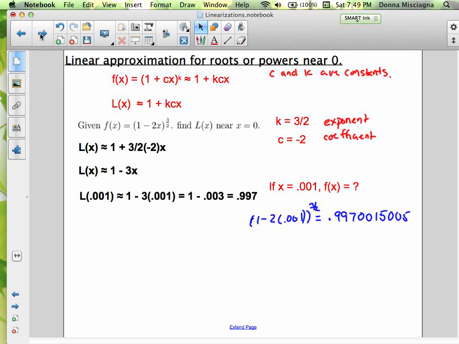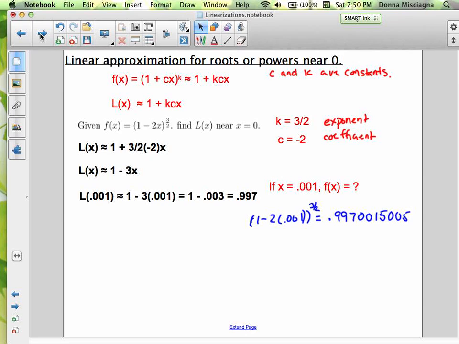All right, so now in that formula, k and c are constants. K is the exponent, so k is 3 halves. C is the coefficient on x, so the coefficient on x is negative 2. That means our value is going to be approximately 1 plus k, which is 3 halves, times c, which is negative 2, times x. So that gives us 1 minus 3x. Now we could use that function to evaluate any value near 0.